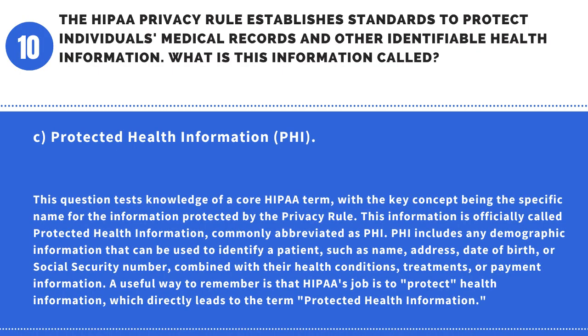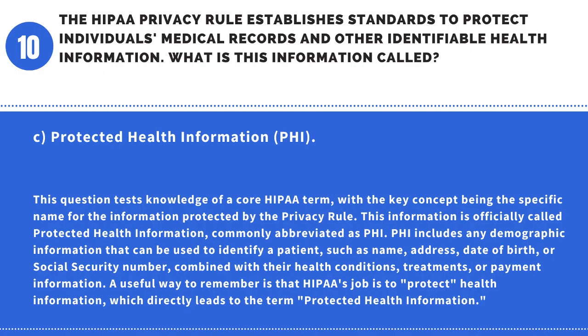Answer: C. Protected health information, PHI. This question tests knowledge of a core HIPAA term, with the key concept being the specific name for the information protected by the privacy rule. This information is officially called protected health information, commonly abbreviated as PHI.